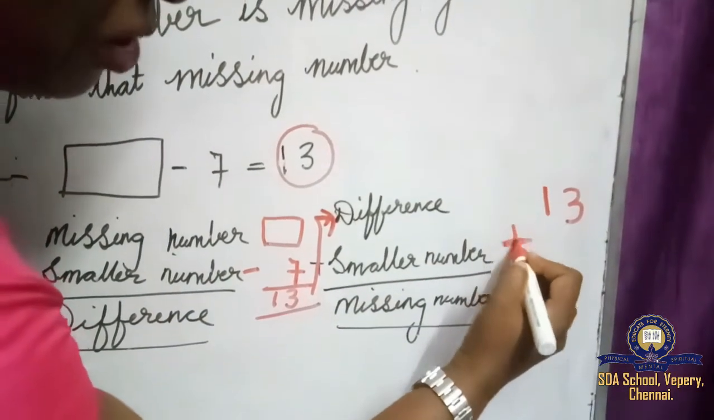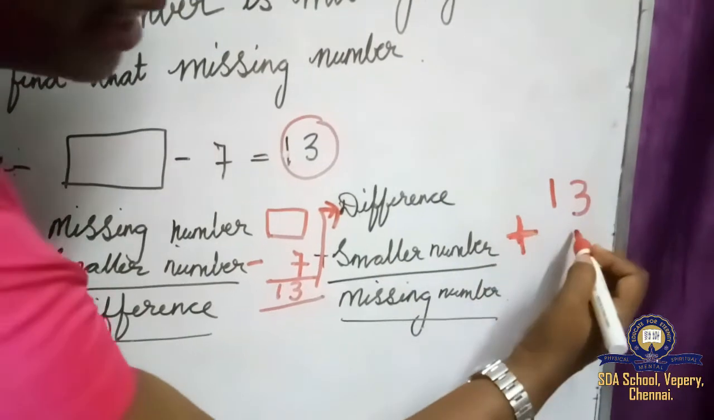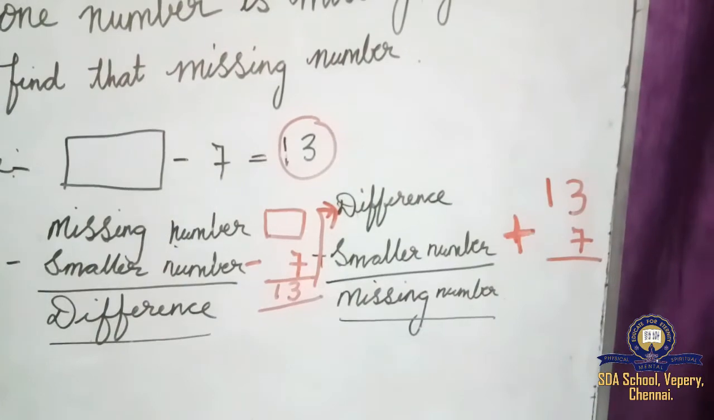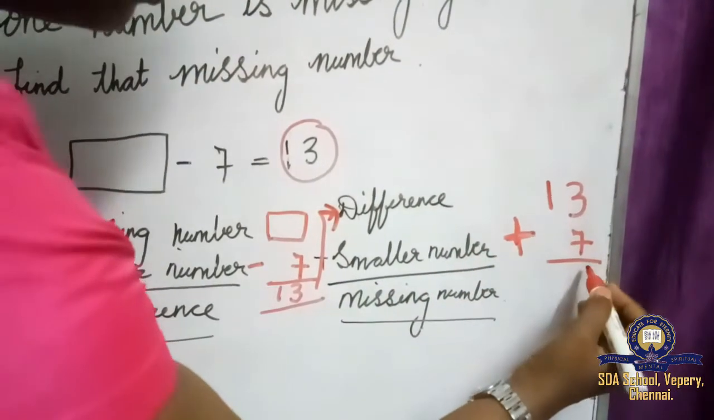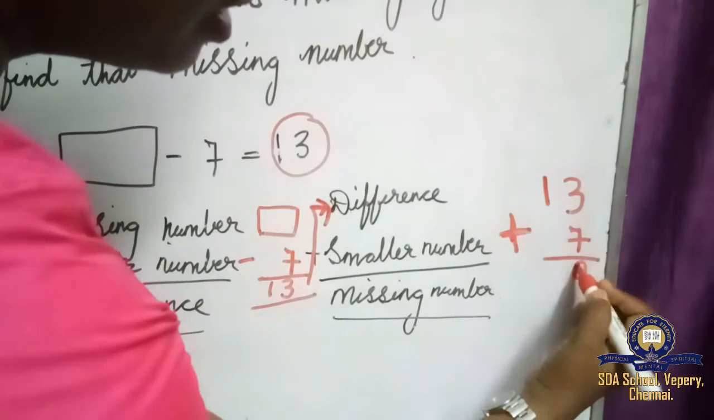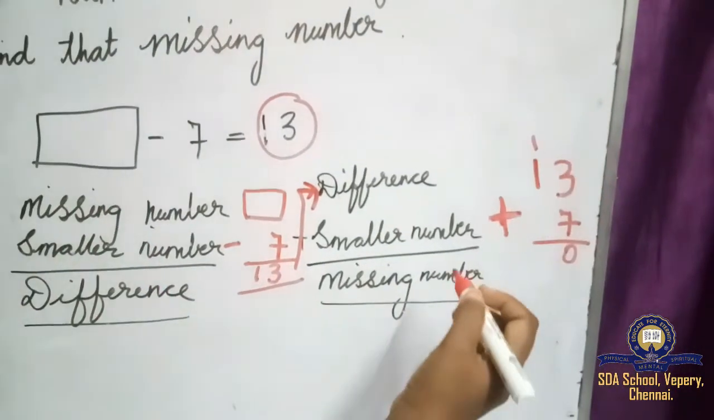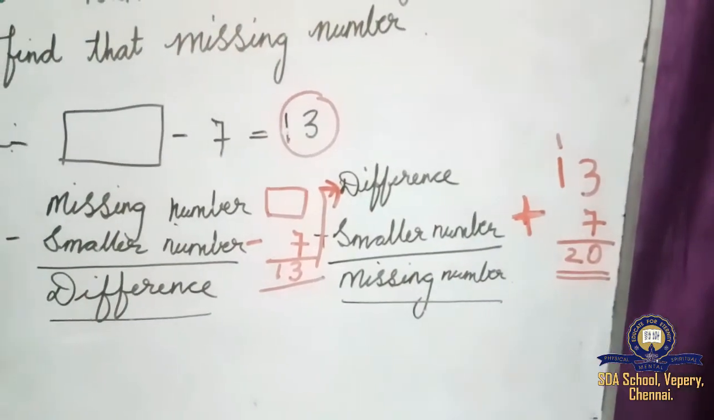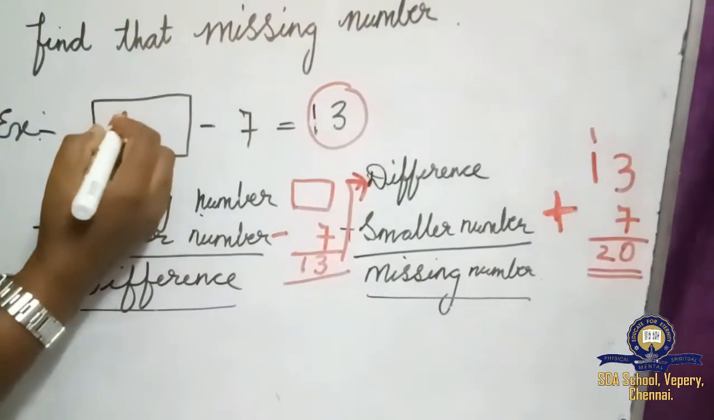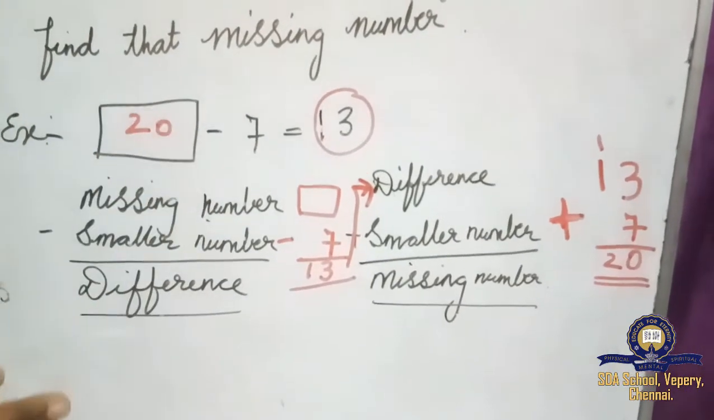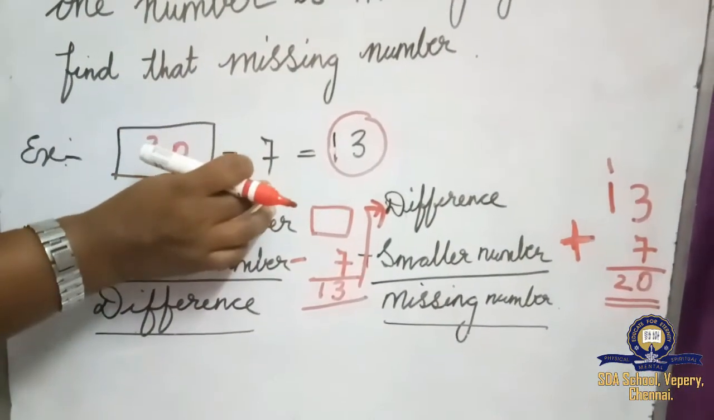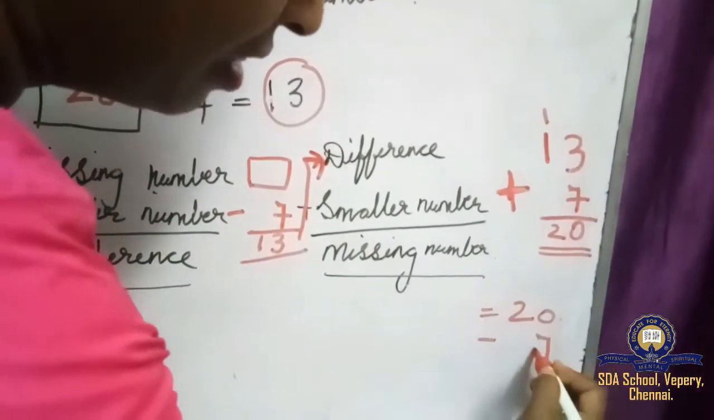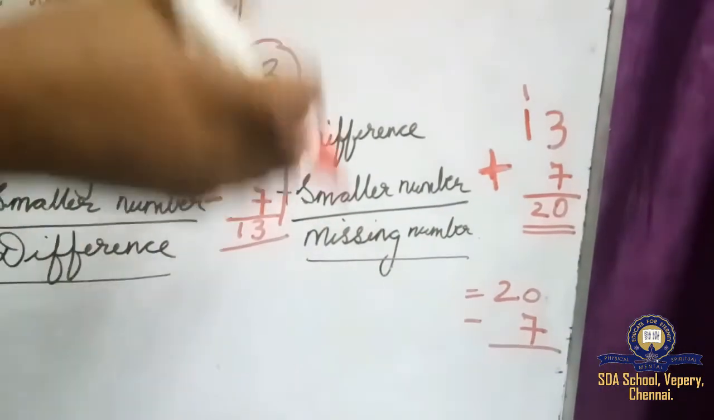Very carefully, listen, you have to add. So when you add, what do you get? 3 plus 7, how much? 10. So put 0 here, and 1 you carry on. You put 2. Understood, children? So what is the missing number? 20. So you go and write 20. Now cross-check your answer. 20 minus 7, how much do you get?